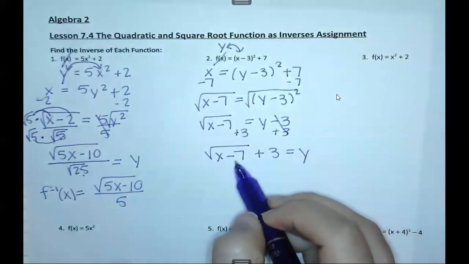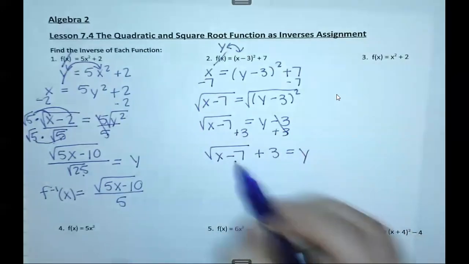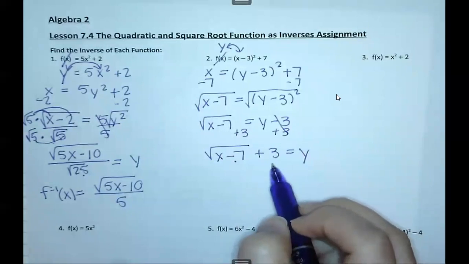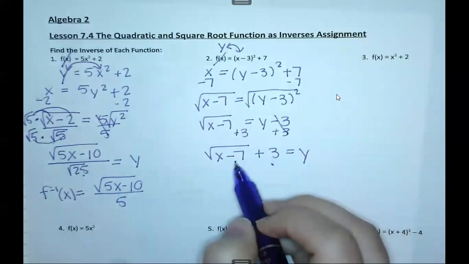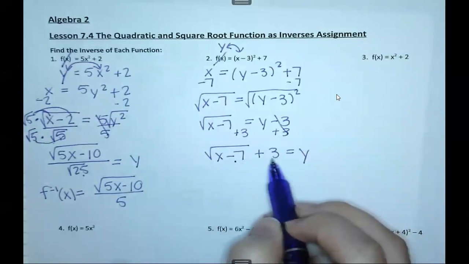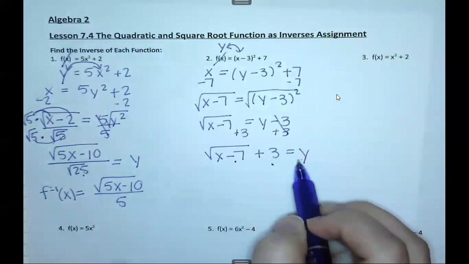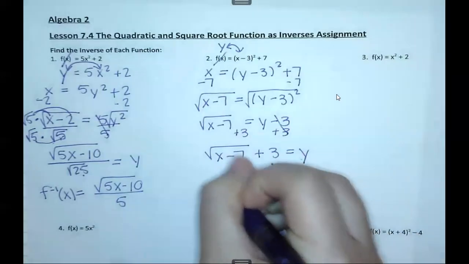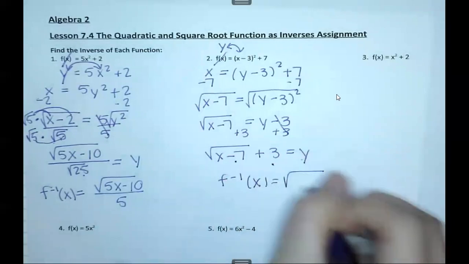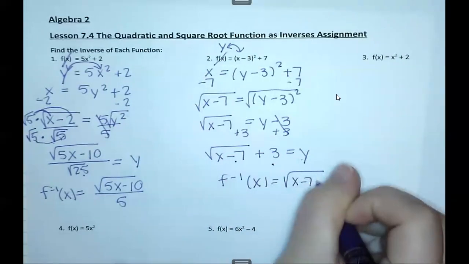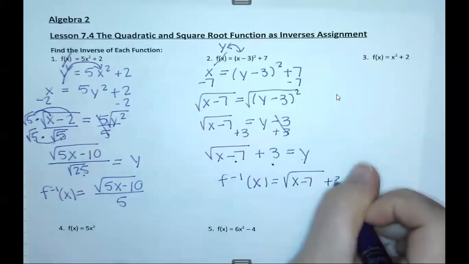The minus 7 is underneath the square root. The 3 is not. We took the square root before we moved the 3 over there, so you cannot combine these two because this one's under a square root and this one is not. So you're done. You cannot combine the negative 7 and the 3. Last step is to change this to f inverse. So I'll have f inverse x equals the square root of x minus 7 plus 3.